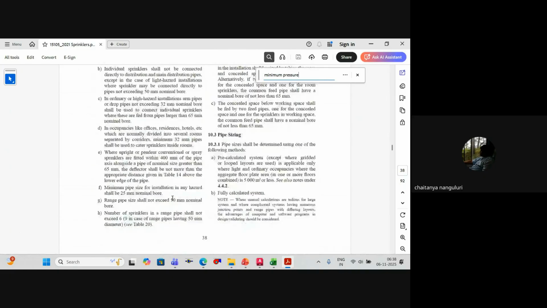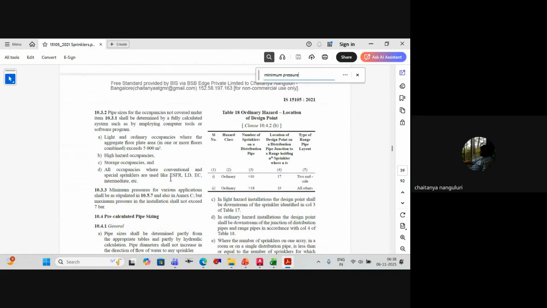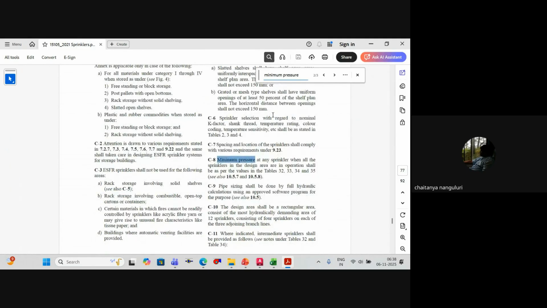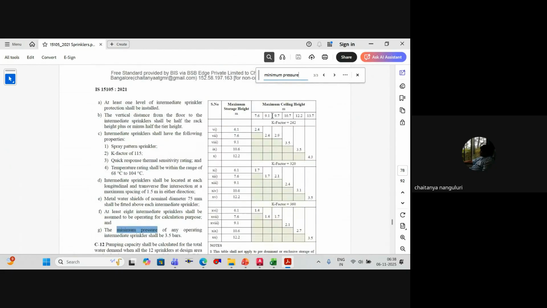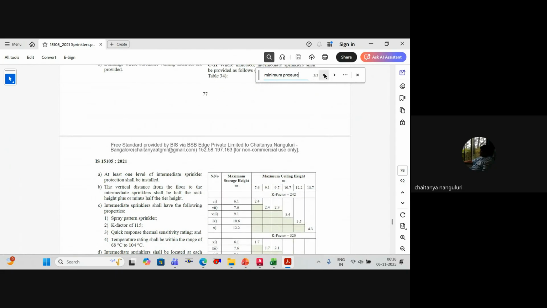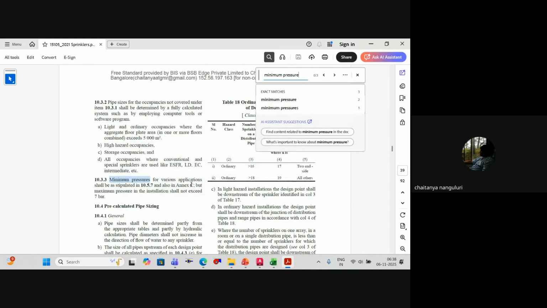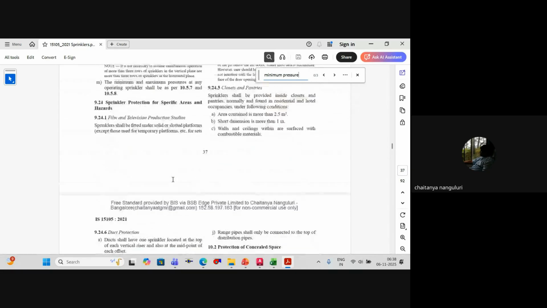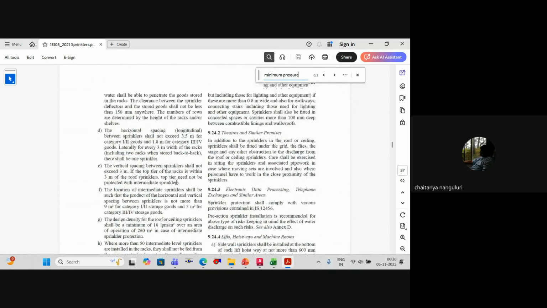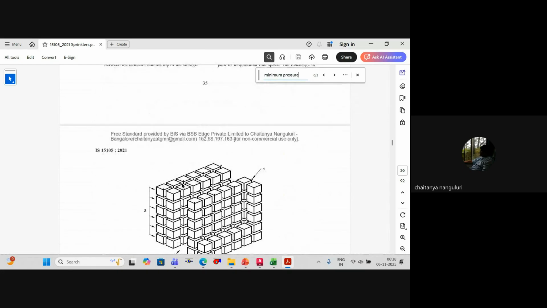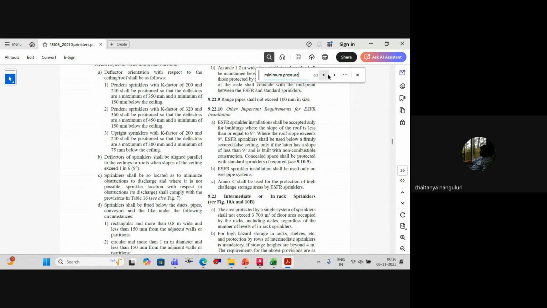Just a second. Is there an X here? In sprinkler, when all the sprinkler design area operated shall be as per 10.5.7. 10.5.7 we have to refer. Just a sec. What is this actually? The topic is, okay, this is in rack sprinkler.